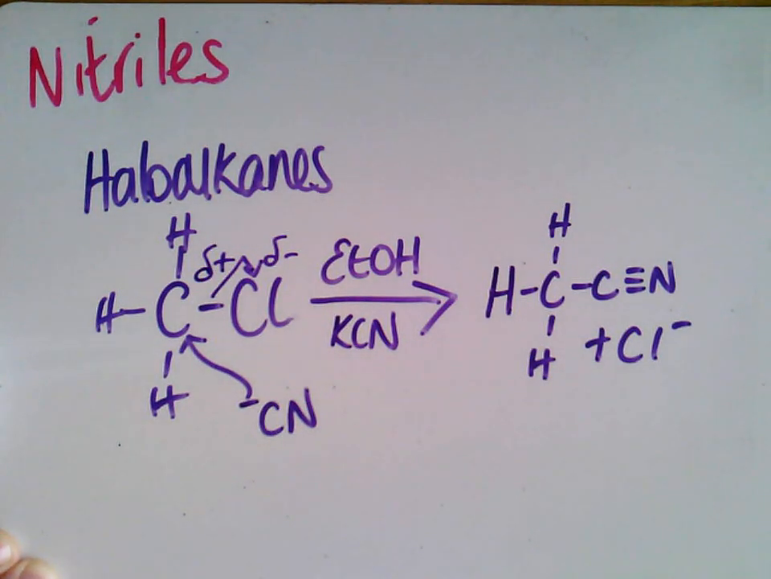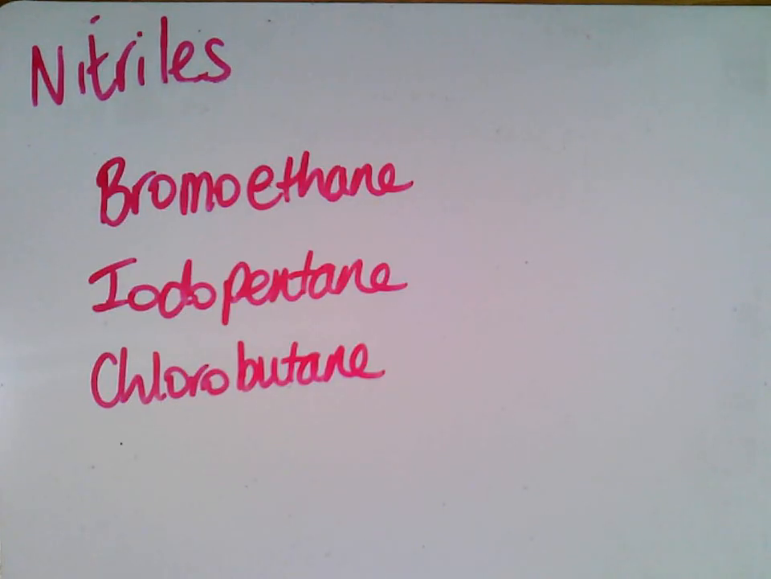I'm going to ask you to have a go now with a couple more examples. So after you see them appear on the screen, pause the video, have a go for yourself, and then I'll show you those mechanisms in just a moment. I'd please like you to have a go at predicting the products of bromoethane, iodopentane and chlorobutane with ethanolic cyanide. Have a go at those.